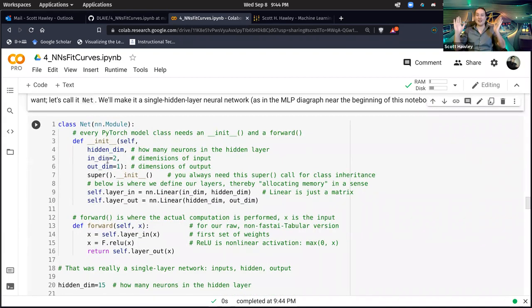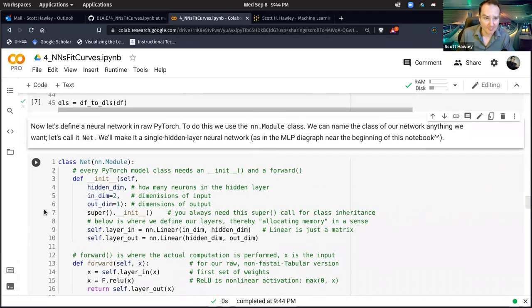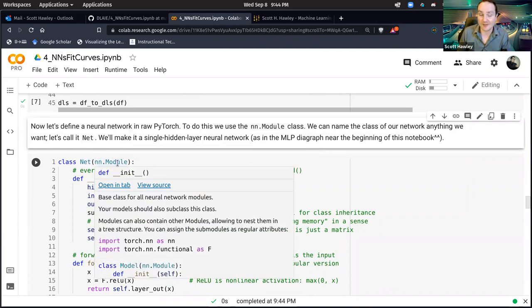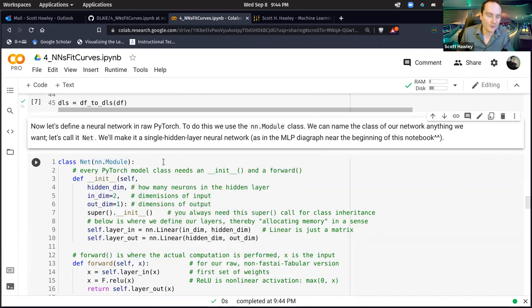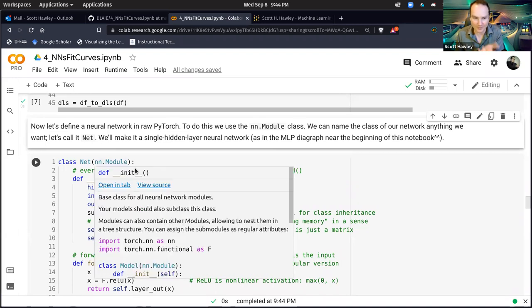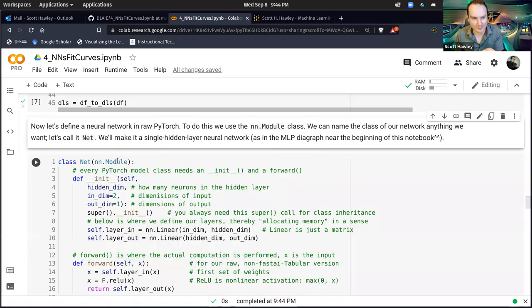Now, behold, we have a PyTorch neural network model. It's called a module. nn.Module is the PyTorch class that we use whenever we're defining neural networks. There is a preset called sequential that we can use. You can call the class whatever you want. I called it Net, but you could rename it to anything else, though it has to be a PyTorch module. Models are made up of modules, and a model is a module. There are two parts to every model class: we need an init and we need a forward.